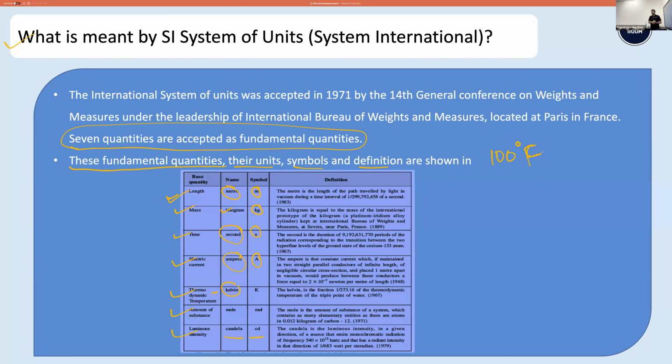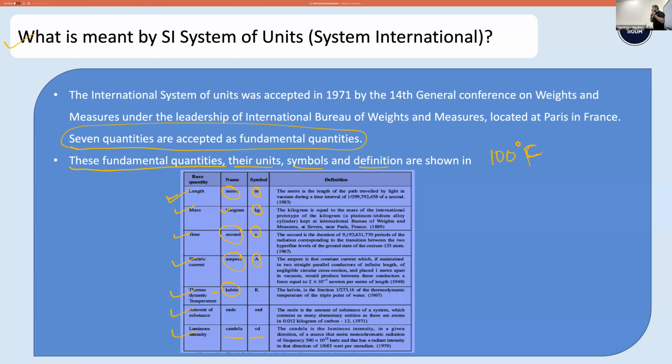So what are the seven fundamental quantities? This is something that you need to remember. Let's come from the beginning. Length, mass, time, electric current, thermodynamic temperature, sixth one, the amount of substance, which is in terms of mole, and the last one is luminous intensity.